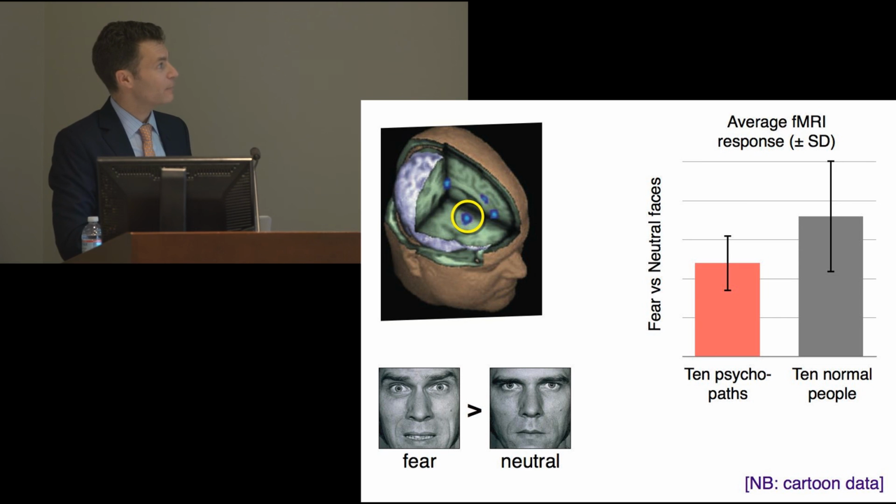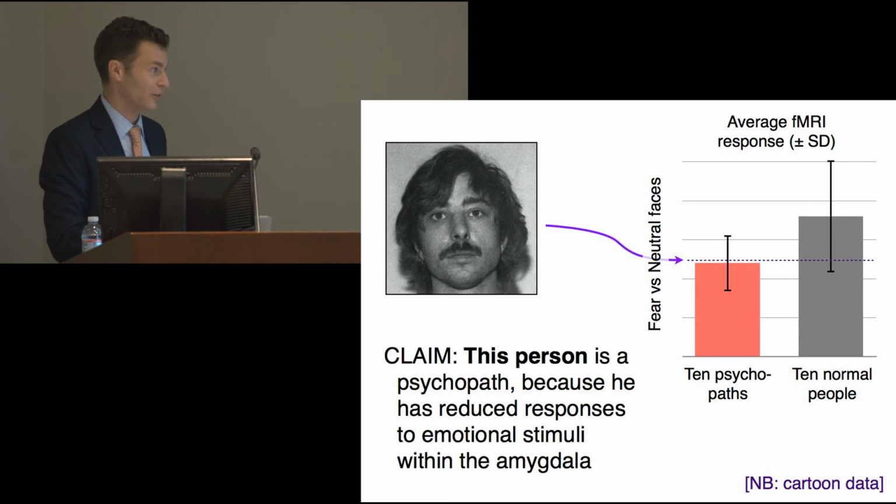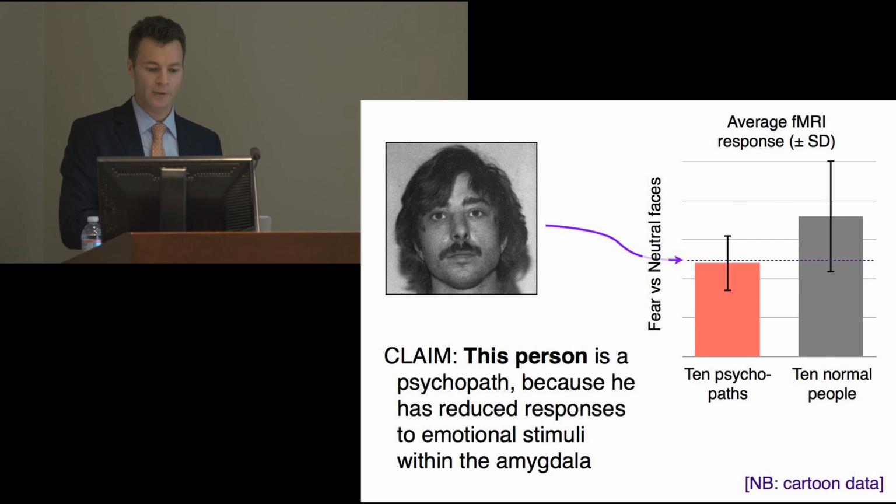And that overlap becomes really critical for making this claim, that this person is a psychopath, because he has reduced responses to emotional stimuli. So his response might be right here, right? Perfectly typical of the psychopaths, but also overlapping with that of normal people, okay?